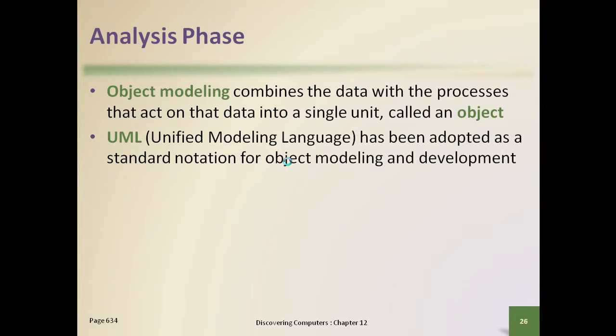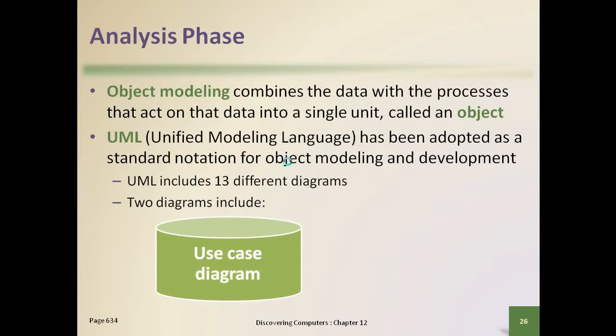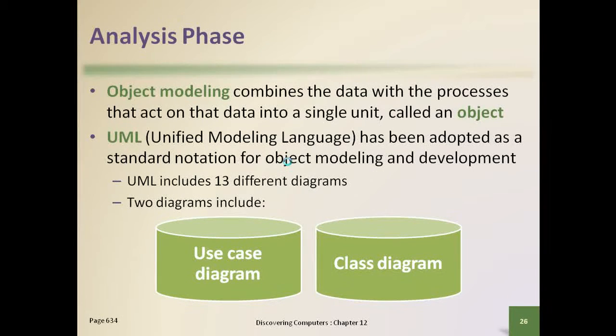Object modeling combines the data with the processes that act on that data into a single unit called an object. UML, Unified Modeling Language, has been adopted as a standard notation for object modeling and development. UML includes 13 different diagrams. Two diagrams include use case and class diagram.